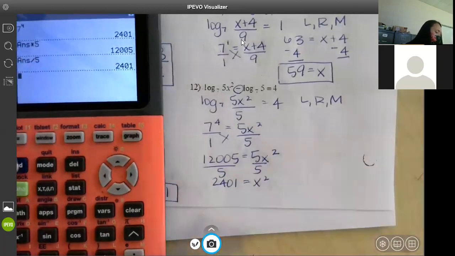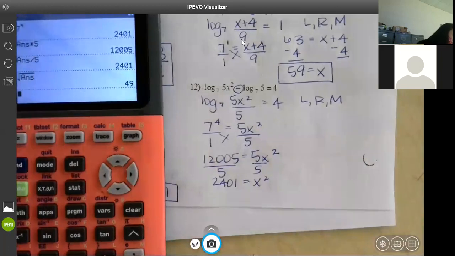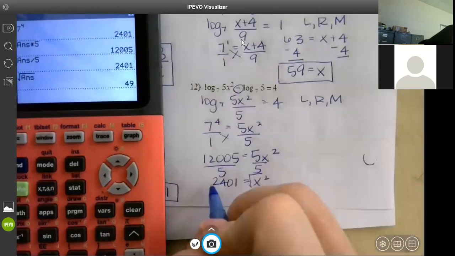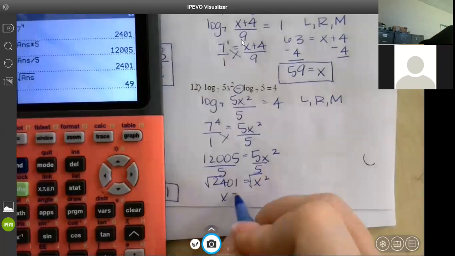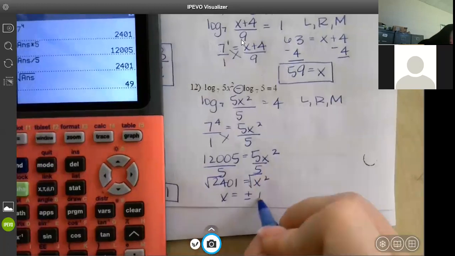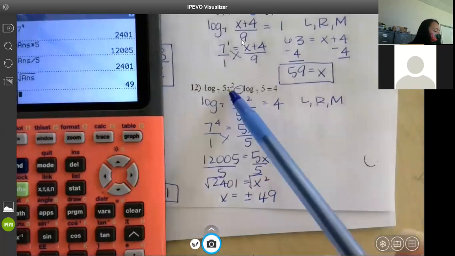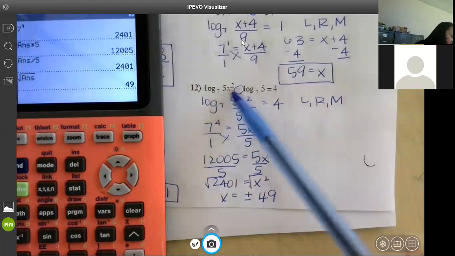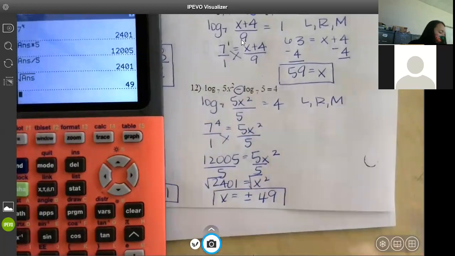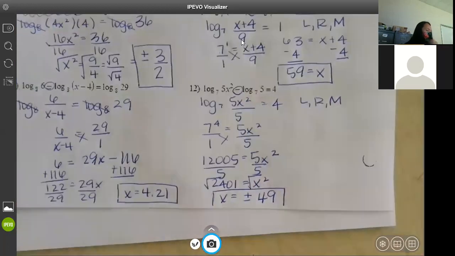We got to get rid of the square, so I'm going to square root. Remember, there are 2 answers, a positive and a negative 49. Since we have x squared, when I square a negative, it becomes positive. So both of these will work. Both of them will work.